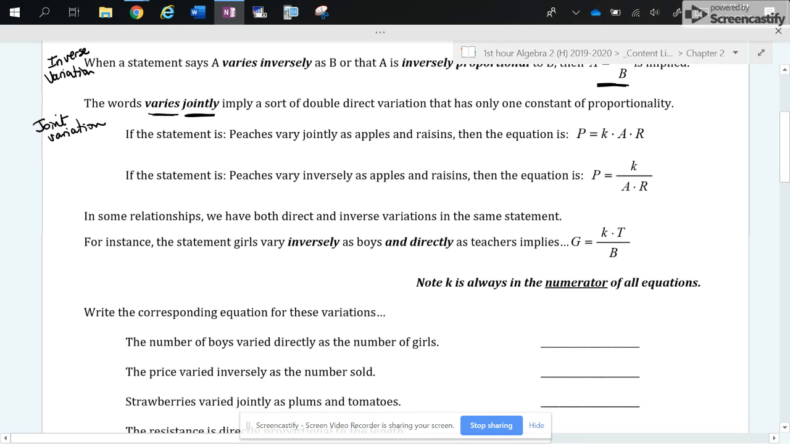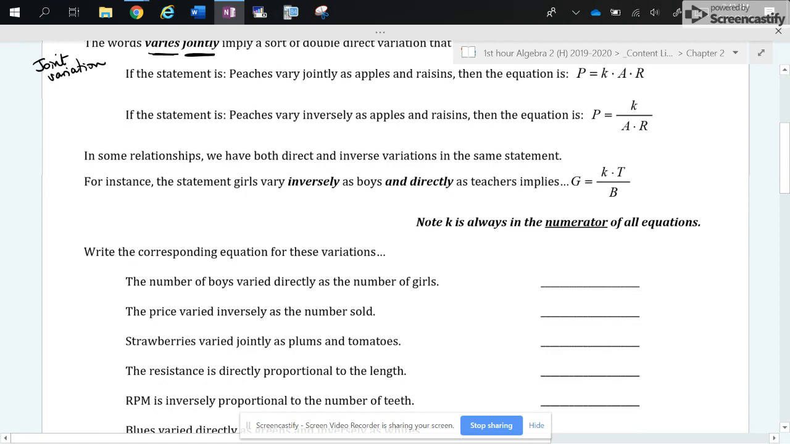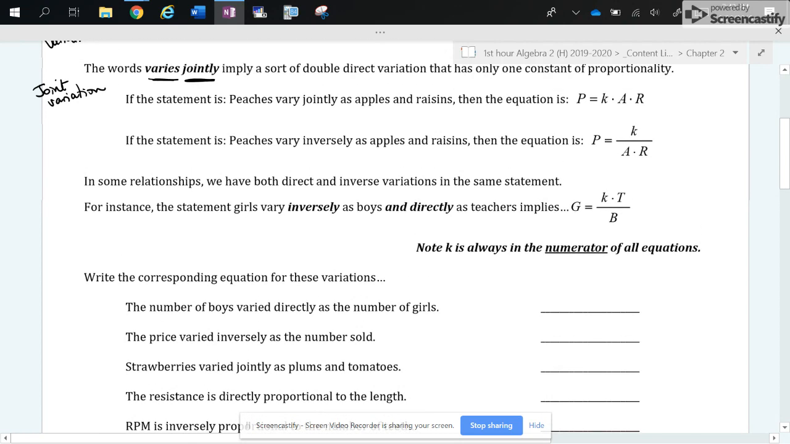If the statement were girls vary inversely as boys and directly as teachers, it would imply that G is equal to K times T divided by B, all at the same time. So inversely as boys would be K divided by B, and directly as teachers would be K times T. Note that K is always in the numerator. K is always my constant of proportionality.